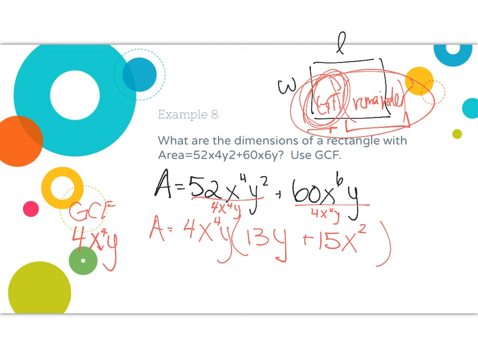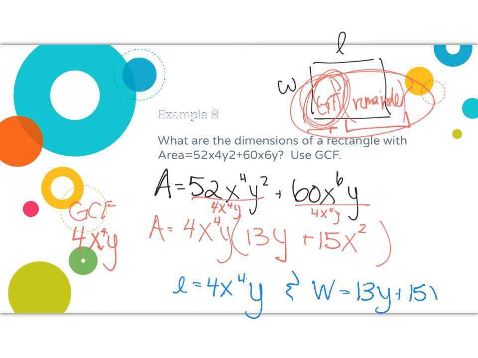So the length of our rectangle could be 4x to the power of 4y. Whoopsie. Y should not look like an exponent there. And our width could be 13y plus 15x squared. Okay, because when I multiply those two terms together, I get the exact same area.